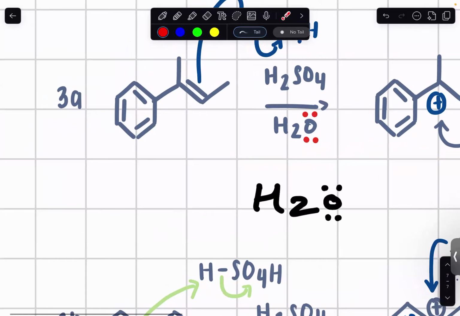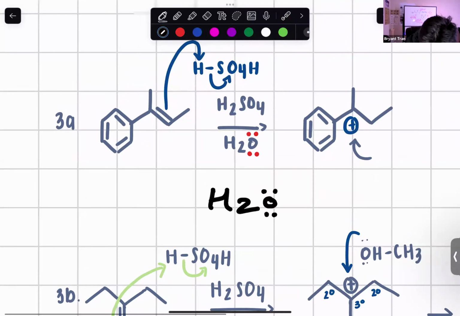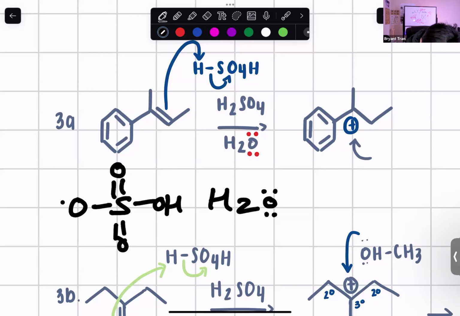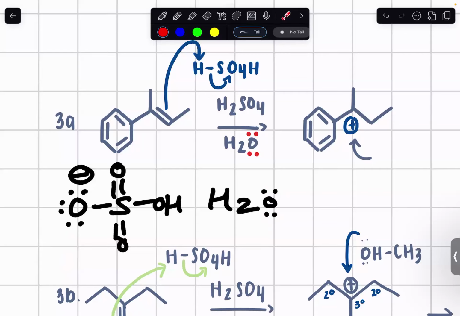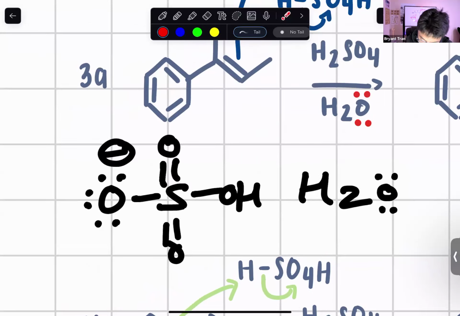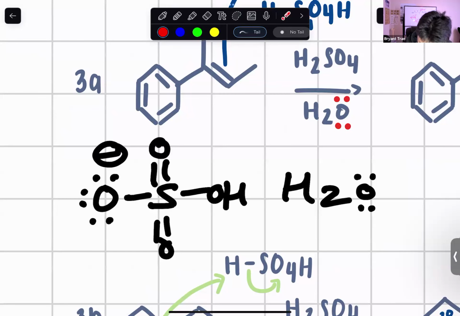Okay. But there is another reason why H2O is more preferred over, let's say, HSO4 minus. I'm going to draw the HSO4 minus in this form, and I want you to find a reason why this water here is a stronger nucleophile than this HSO4 minus. Why is this oxygen atom a better nucleophile than this oxygen atom here? Think about which oxygen atom is more stable. Which pair of electrons is more stable? Let's say we were focused on this pair of electrons versus this pair of electrons. Which one is more stable and why?